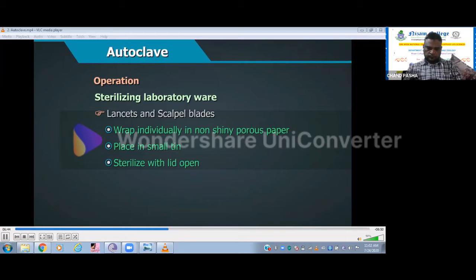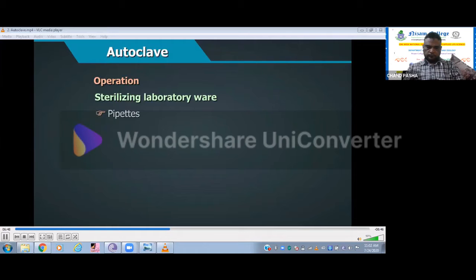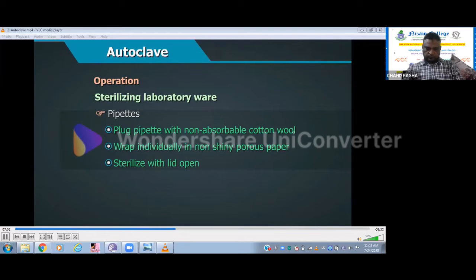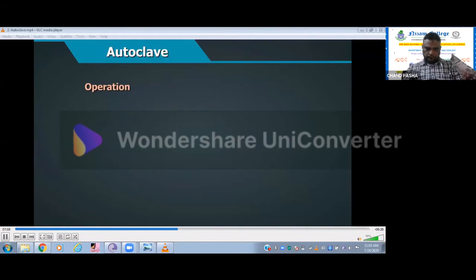Sterilize with lid open. Close after autoclaving. Pipettes: plug glass or polypropylene pipettes with non-absorbent cotton wool and wrap individually in non-shiny porous paper, for example X-ray wrapping paper, or place in a metal or polypropylene canister. Leave the top off during autoclaving.